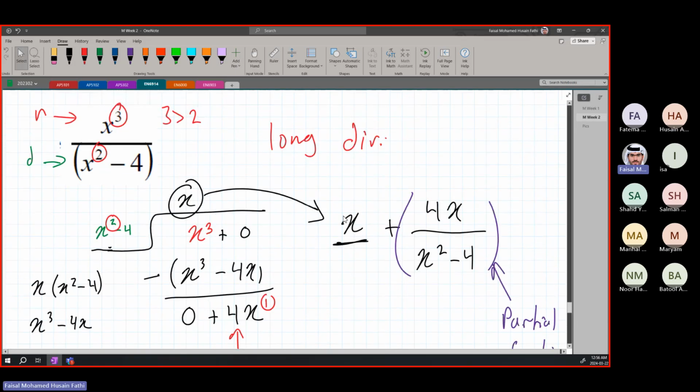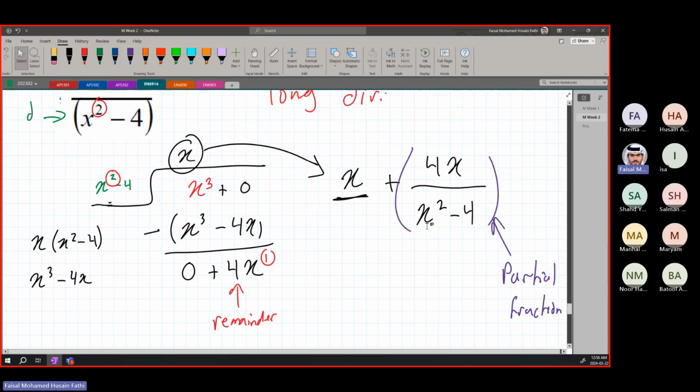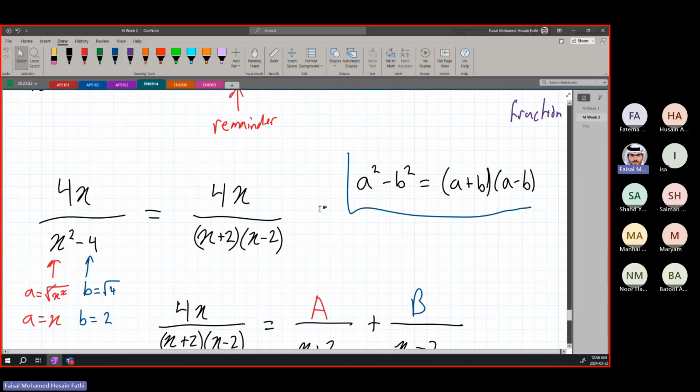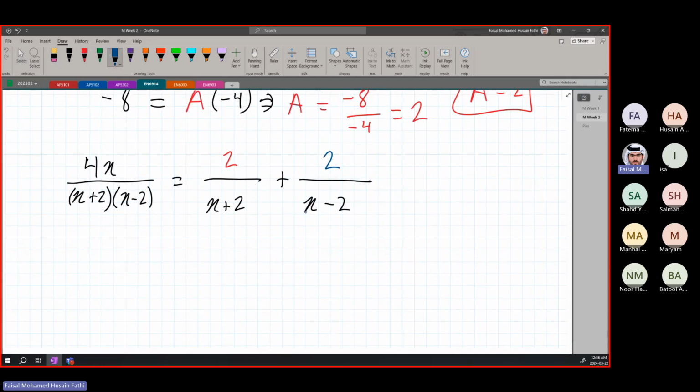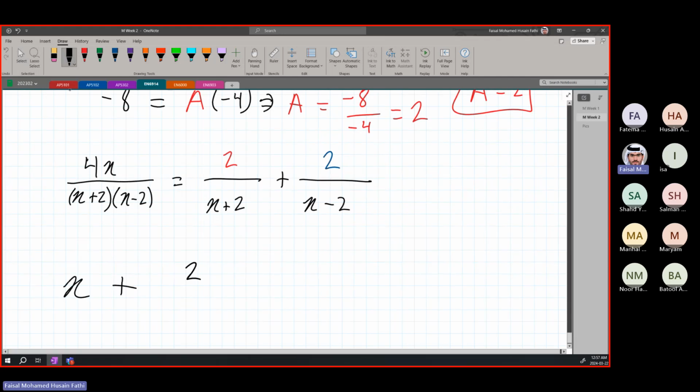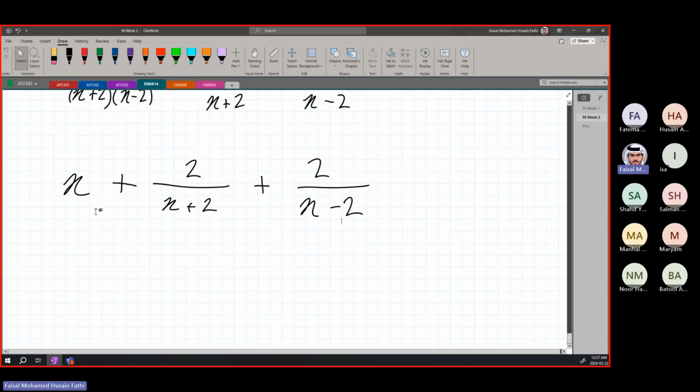But this is not our final answer. Remember, we had the x part as well from earlier. This is only the partial fractions for this part. So we're going to add x to it. So it's going to be x plus 2 over x plus 2 plus 2 over x minus 2. This is what the solution would look like if you had to do long division first. You would have a separate part by itself, and then the remainder part is where you apply partial fractions.